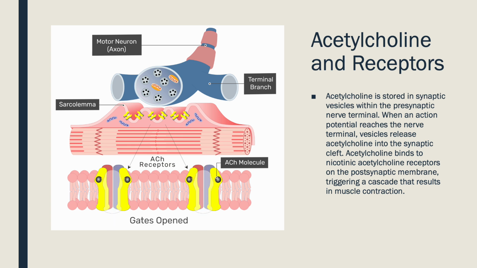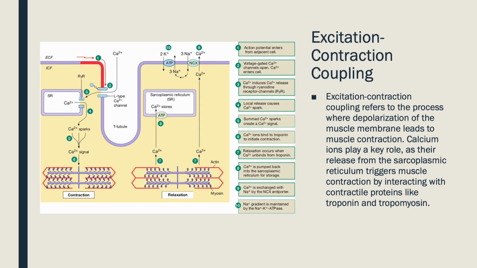Acetylcholinesterase. This will break down acetylcholine to terminate the signal and prevent prolonged contraction. Now, we have this process called excitation-contraction coupling. And this is where a nerve signal, the excitation, leads to muscle contraction. It starts with depolarization of the muscle membrane after acetylcholine binds to our nicotinic acetylcholine receptors on the postsynaptic side of our neuromuscular junction.